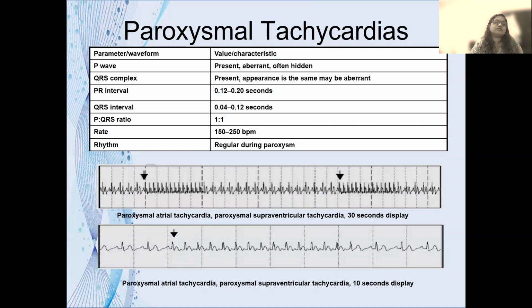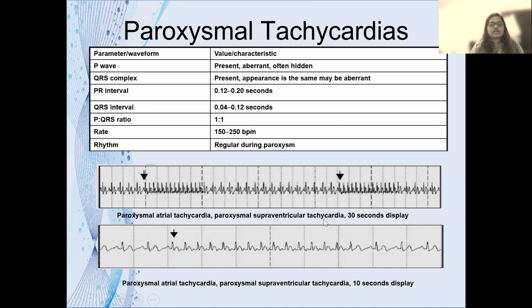Now coming to paroxysmal tachycardias, where we have a P wave which is present, but it is aberrant, often hidden. You can't see it clearly. QRS complex is present. It may have a slight variation. Rhythm is regular during the paroxysmal events. Rate is higher, 150 to 250 beats per minute.